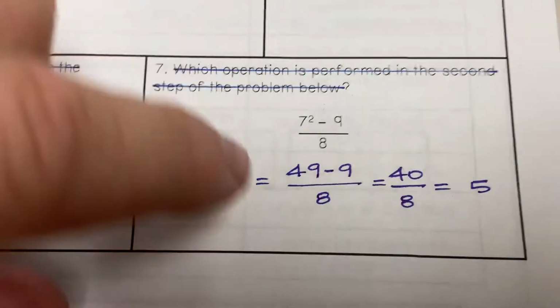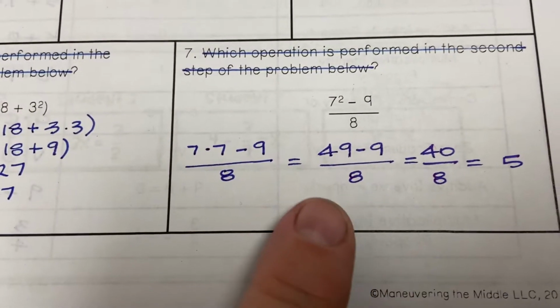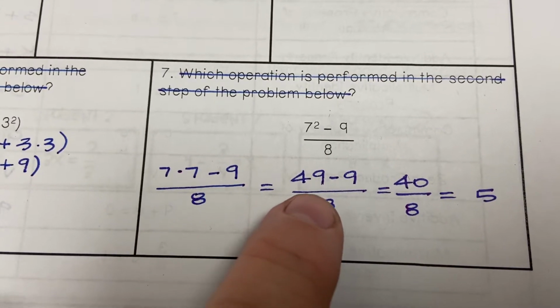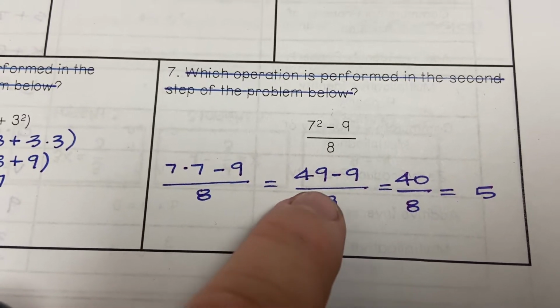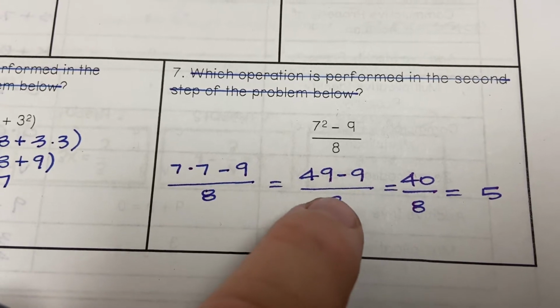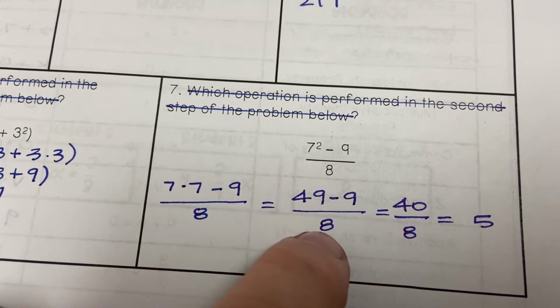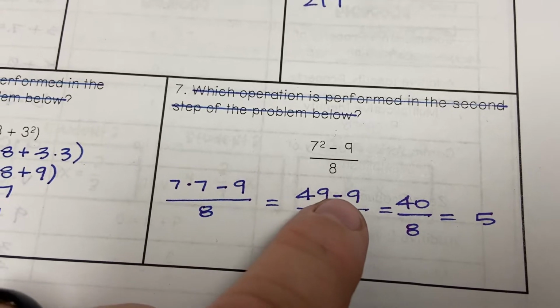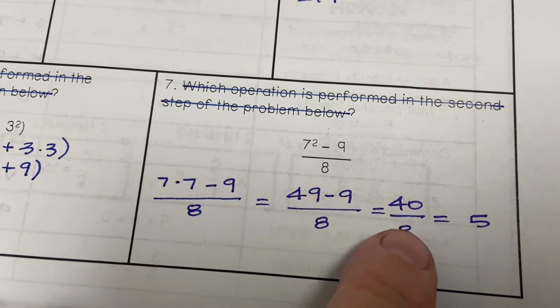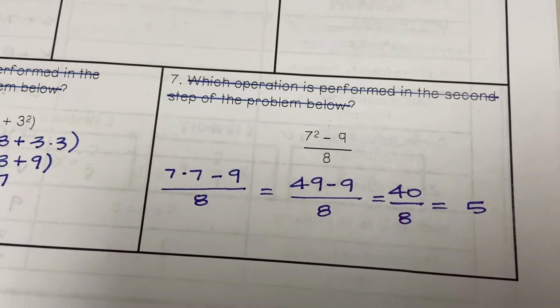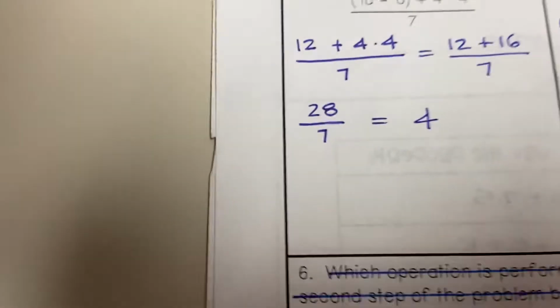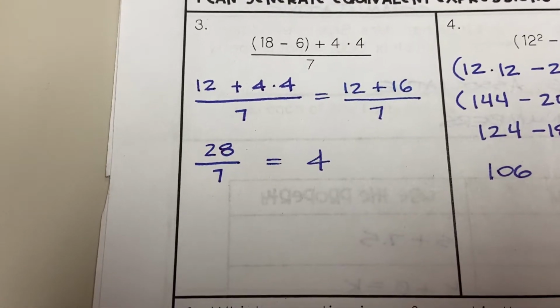Now again, with this type, you have to go out of order a little bit. This is subtraction, and of course the fraction is just division. But you can't divide by 8 until you have one number up here in the numerator. So you do have to kind of break the rules of the order of operations and go ahead and do that subtraction so that you can divide. So that one's going to be like that, and so is number 3.